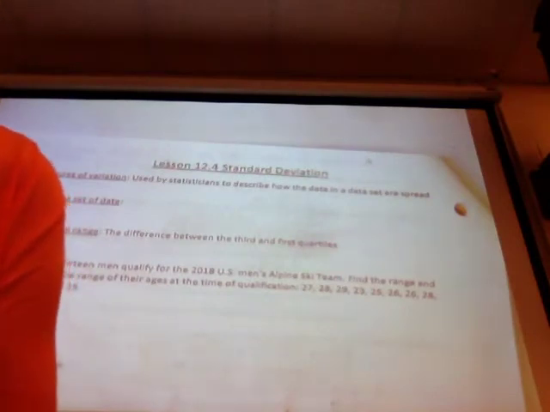Are you ready, Abraham? Okay, measures of variation are used by statisticians to describe how the data in a data set are spread out. The range of a set of data, we all know, is the difference between the greatest and least values.